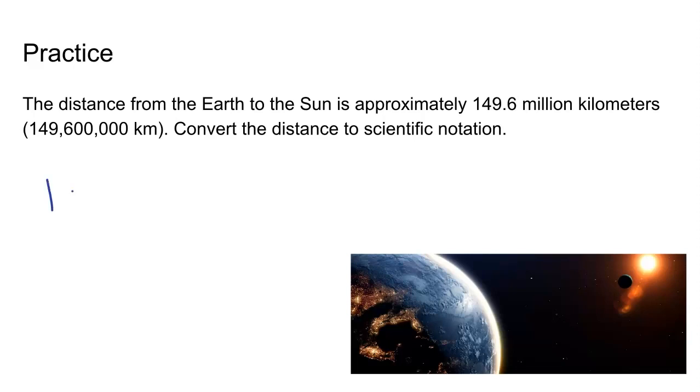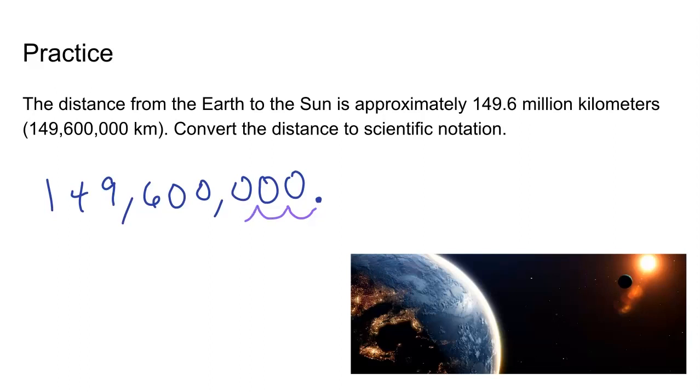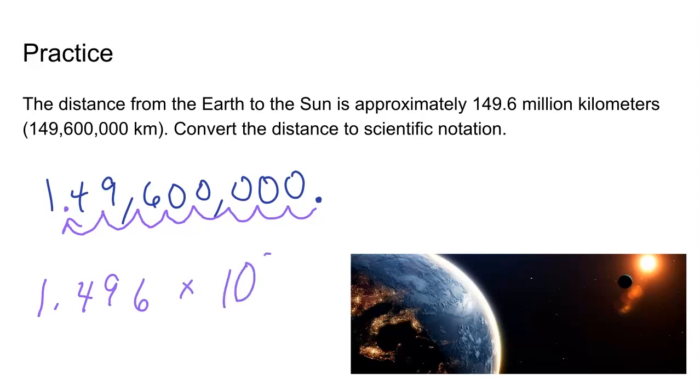So start by rewriting the number 149,600,000. Then add a decimal to the right of the ones place. Then you need to move the decimal 1, 2, 3, 4, 5, 6, 7, 8 places to the left. So the resulting coefficient is 1.496 times 10 to the positive 8 power, because you moved the decimal point 8 places to the left. And make sure to add the units, which is kilometers.